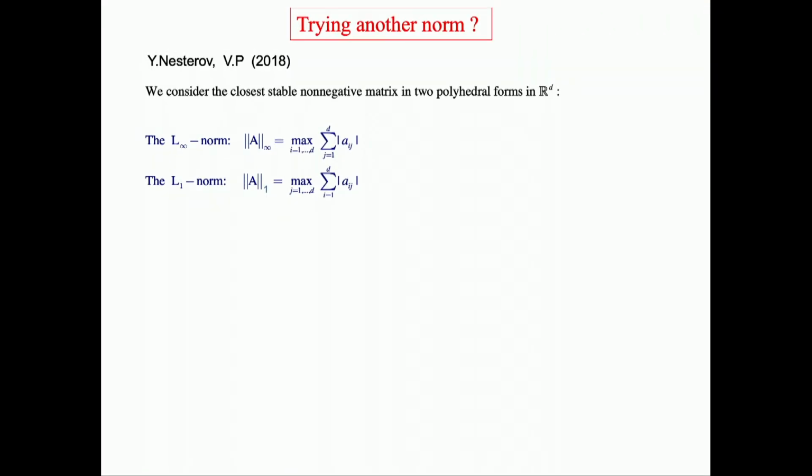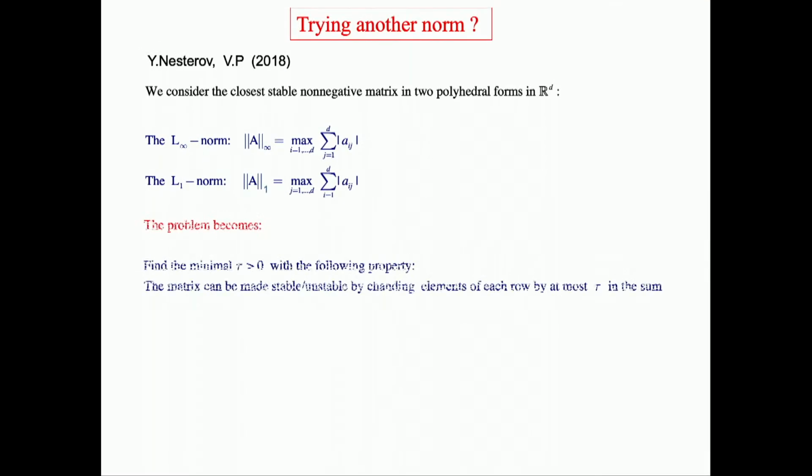When we try to attack this problem using the L infinity and L1 norms, which are, of course, dual to each other, the problem looks more or less the same. Instead of rows, we can take columns, and that's why let me just explain this problem for the L1 norm. So the L1 norm is the maximal sum of elements in the row, computed over all rows. And we need to find the minimal tau such that the matrix can be made stable or unstable by changing elements in each row by at most tau in the L1 norm.